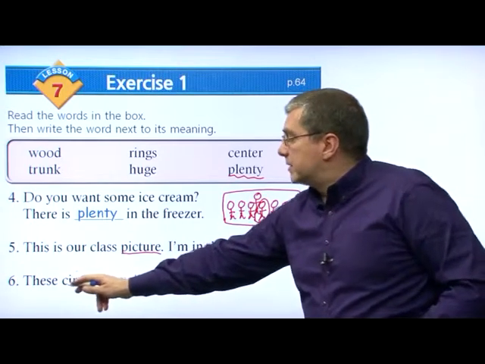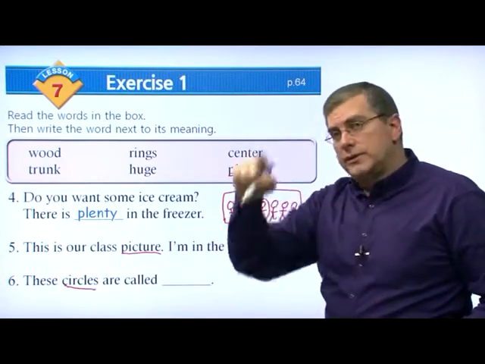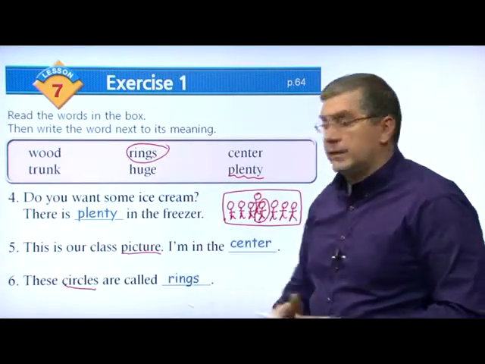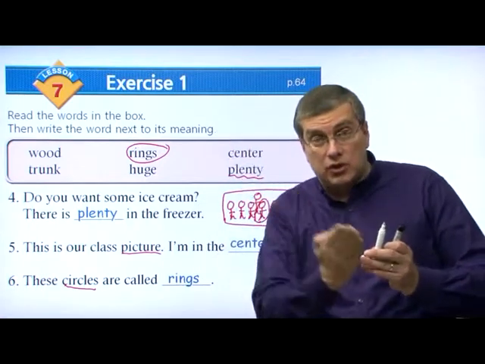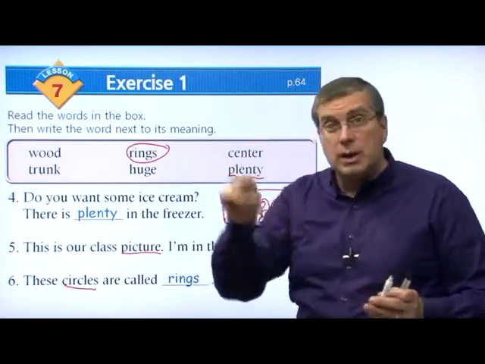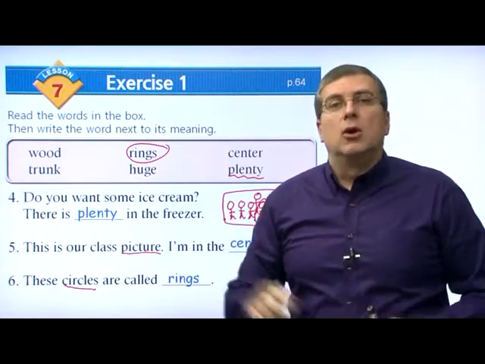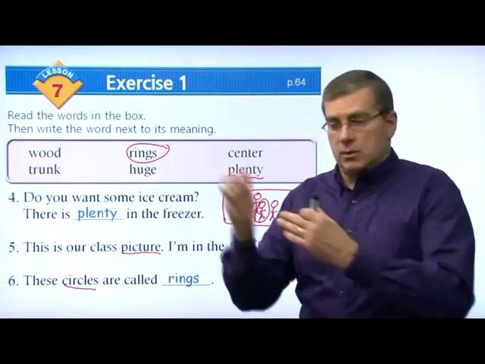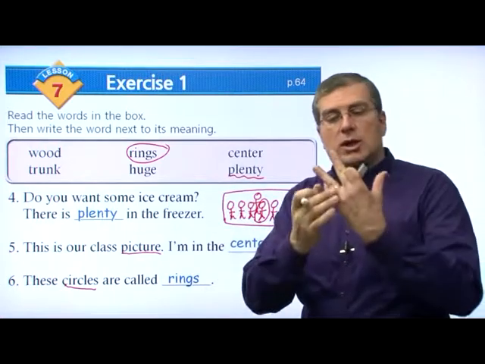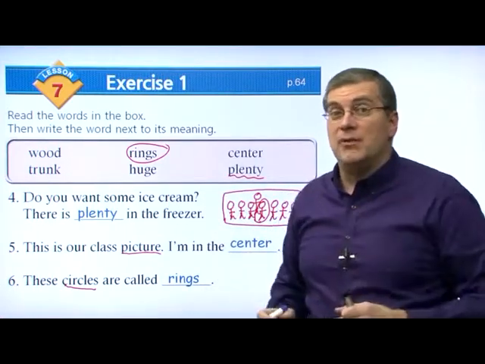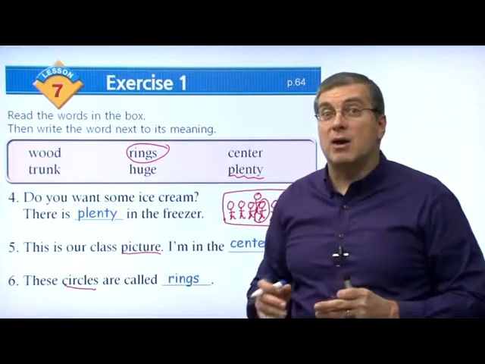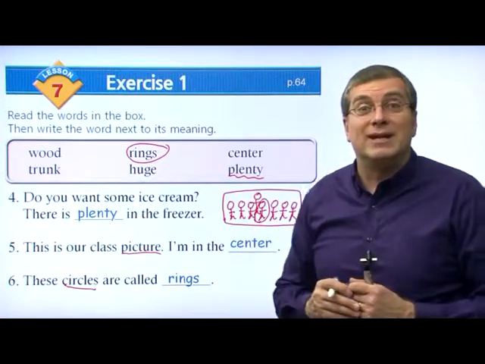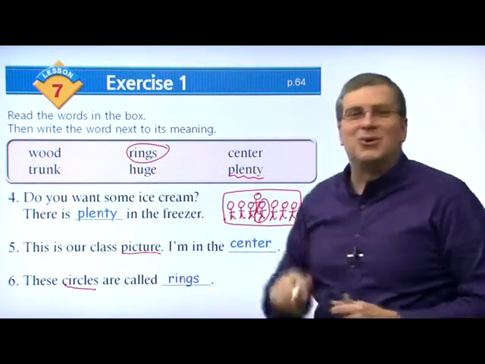Number 6, these circles, so remember the circles, right? What are we looking at? We're looking at rings. These are called rings. Especially when you cut a tree and you look at the circles in the wood, those are called rings. Rings are a circular shape. And there's many kinds of rings too. You can have a ring made of metal. There's a famous movie, about a very famous ring, and a little creature that goes, my precious. Okay, so circles are called rings.